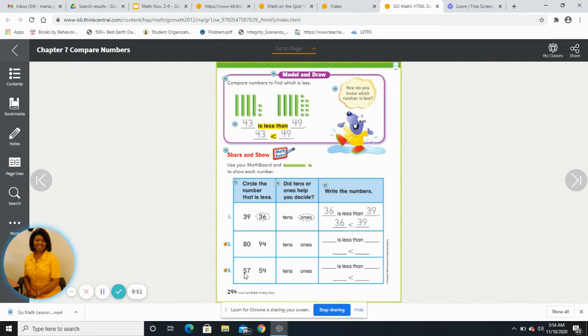Right here for number 3, we have 57 and 54. Now, 5 is in the tens place in both of these numbers, so I need to compare using my ones place. I have a 7 and I have a 4. Which one is smaller? 4 is smaller than 7. So we're going to circle 54. 54 is less than 57. So I write 54, 57, then I write my 54 here, and my 57 there.